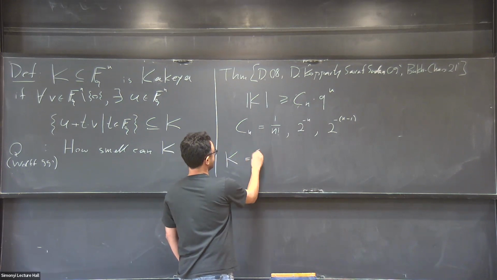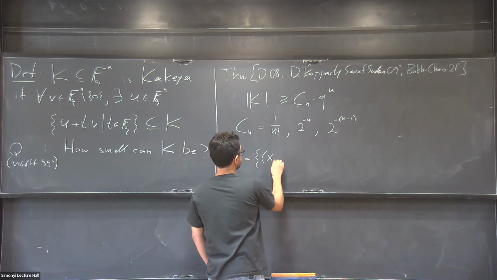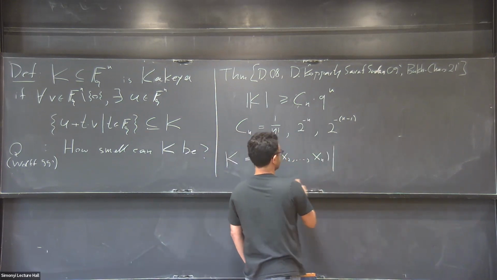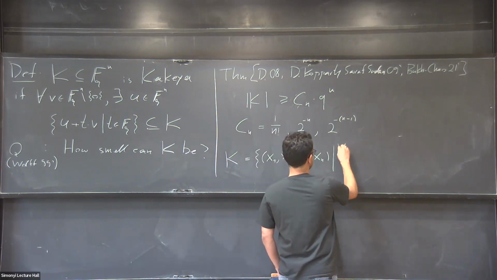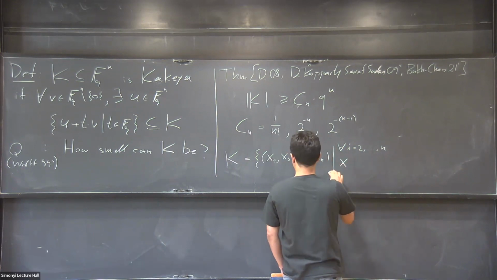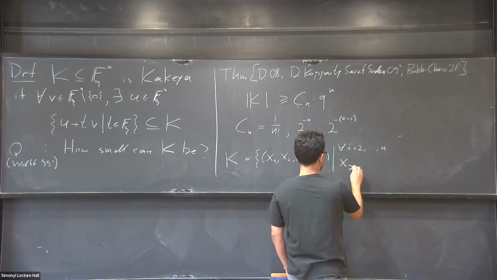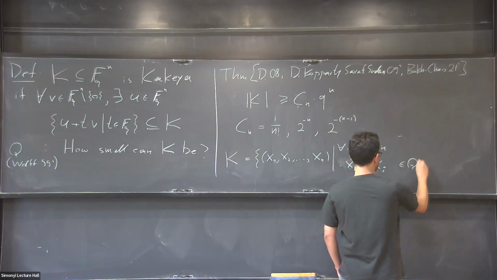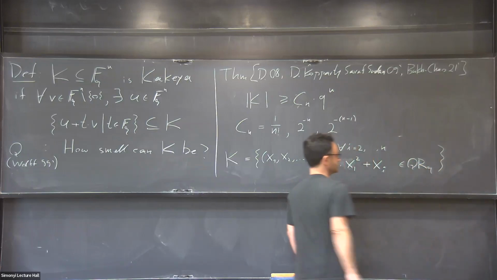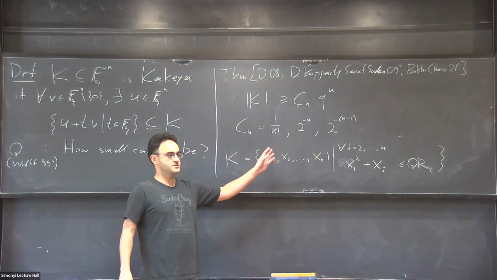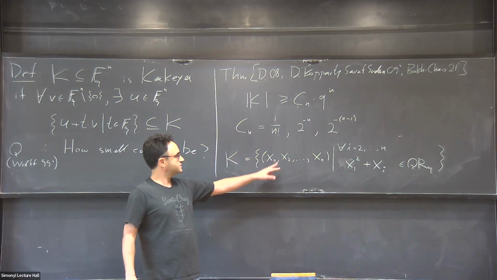Take K to be the set of x_1 to x_n such that for every i starting from 2, x_i minus x_1 squared plus ... is a quadratic residue mod q. So there are n-1 equations. Each one cuts the size of the set by half. So this will have this density.